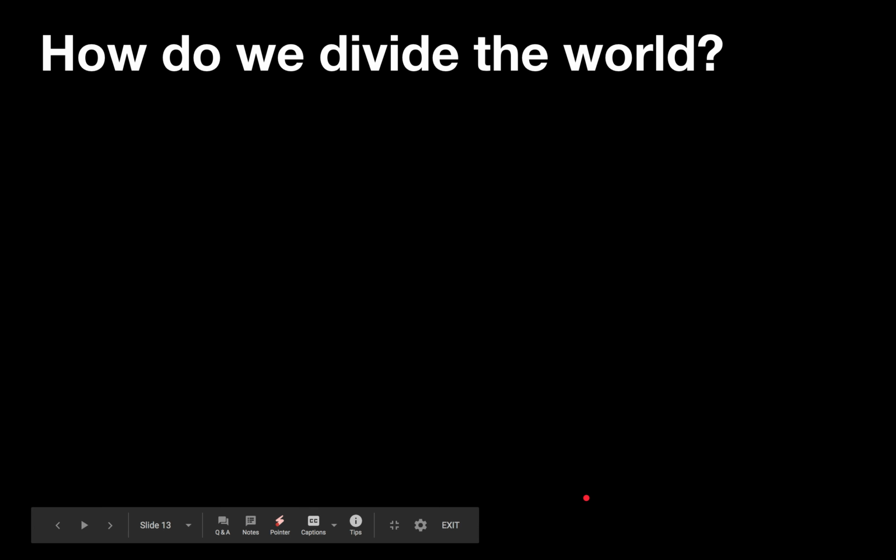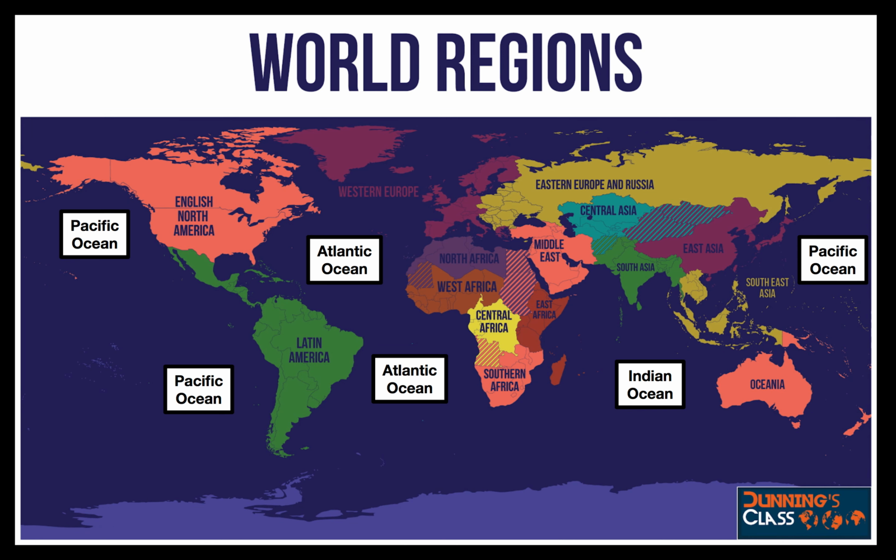So how do we divide the world? These are the AP regions, right? For AP World History, so I'm teaching regular and AP. So if you're in AP, these are more important to an extent. If you're in regular World History, they're also important, but not as important. So these are the way historians and geographers kind of divide the world into different parts of the world.